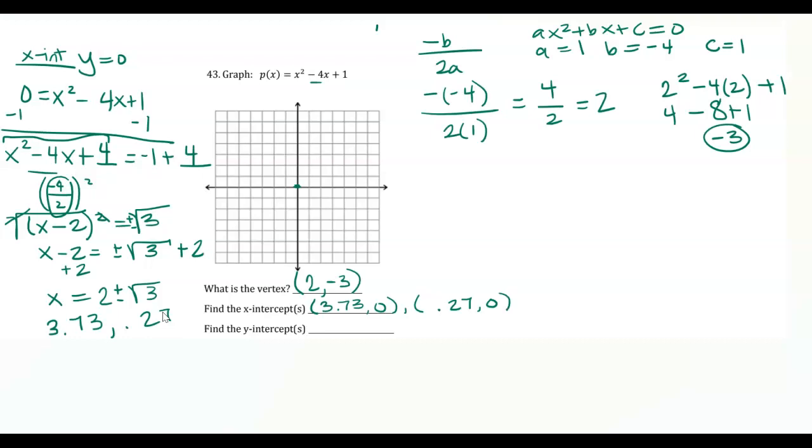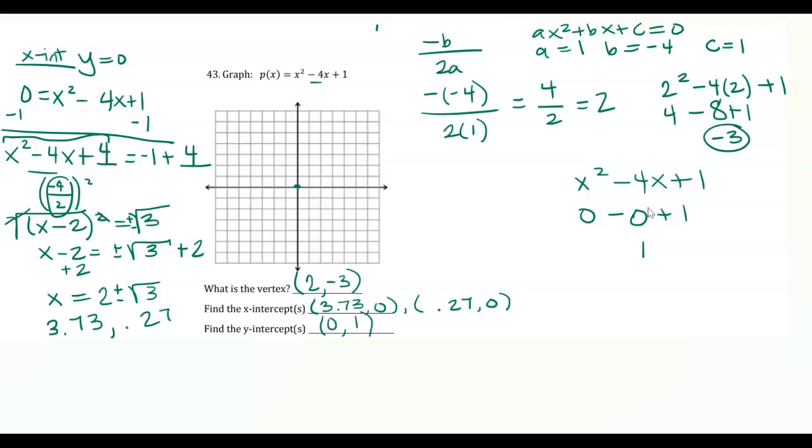Now the y-intercept is going to be a lot easier because the y-intercept is where x equals 0. So we can just take this x squared minus 4x plus 1 and put 0 in for x. We'll get 0 minus 0, oops, 0 plus 1, and so our answer will just be 1. So our y-intercept is just 0 for x, 1 for y. So now we can graph this.